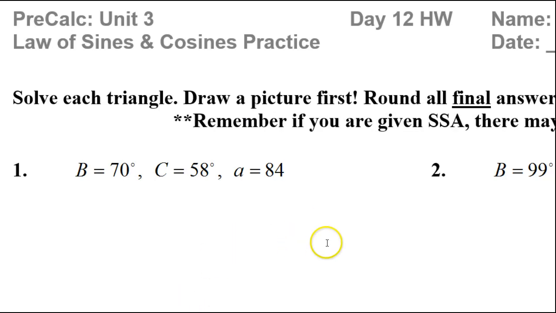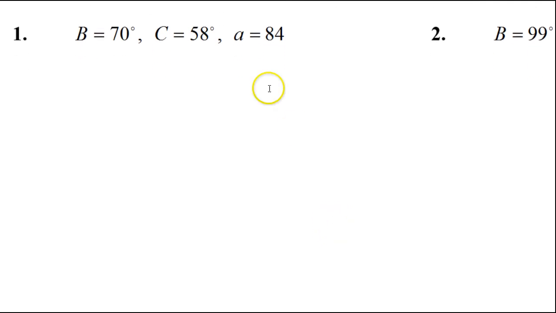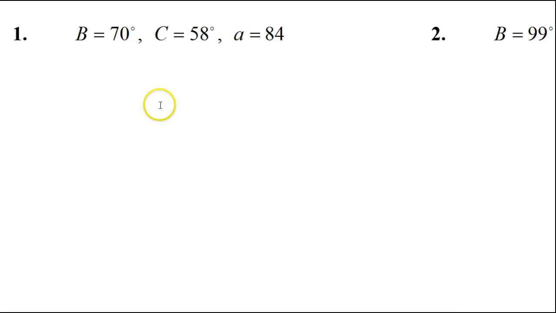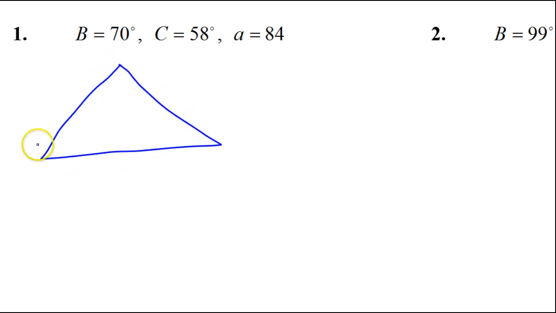Okay, so take a look at problem number 1. Let's draw ourselves a diagram so we can see what's going on. We have two angles and a side. The only types that have two angles and a side are angle, side, angle, or angle, angle, side. So we will definitely be doing the law of sines for this problem, and it definitely will not be the ambiguous case. So we don't really have to worry about how we draw the triangle, since there's no ambiguous case to worry about. It doesn't have to be any special way.